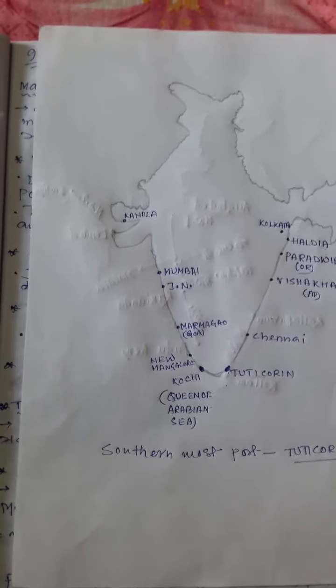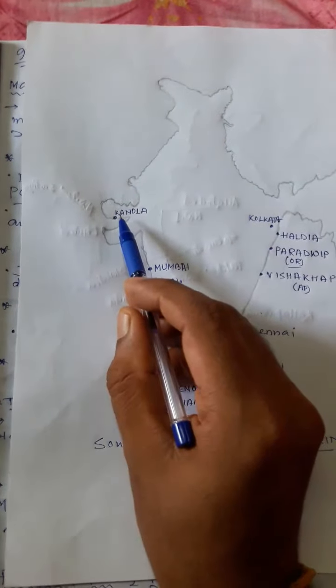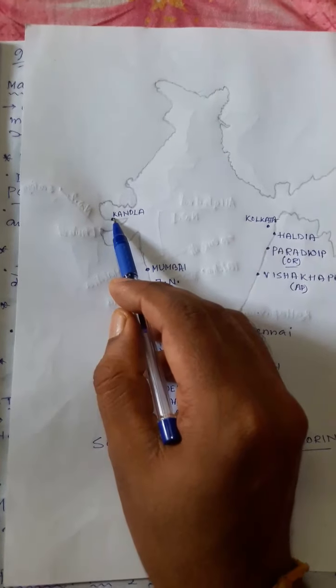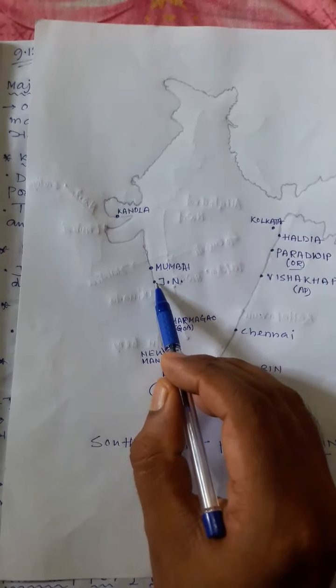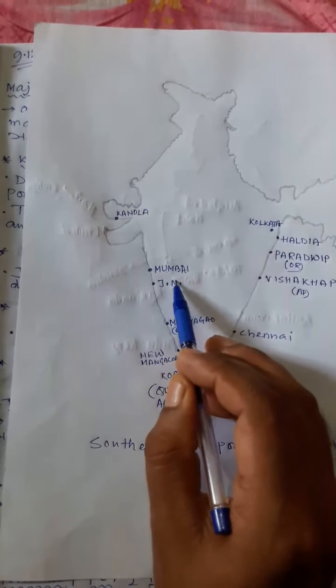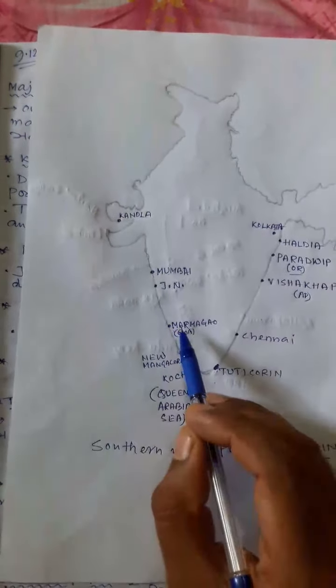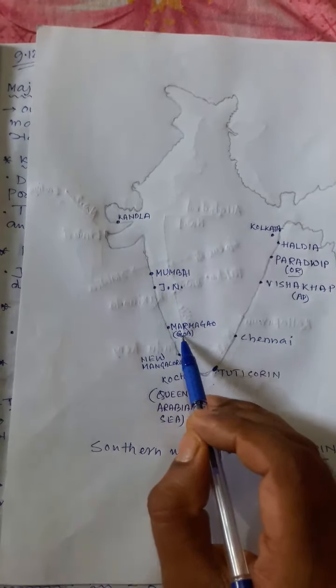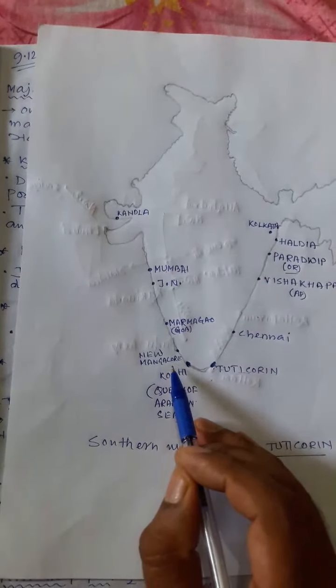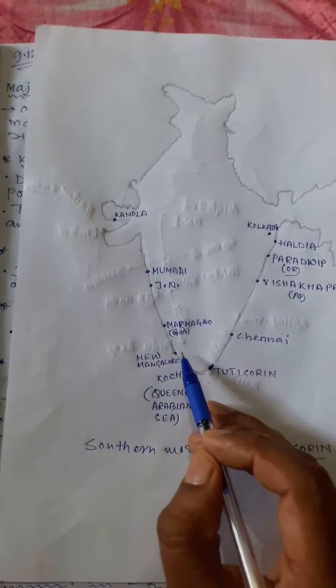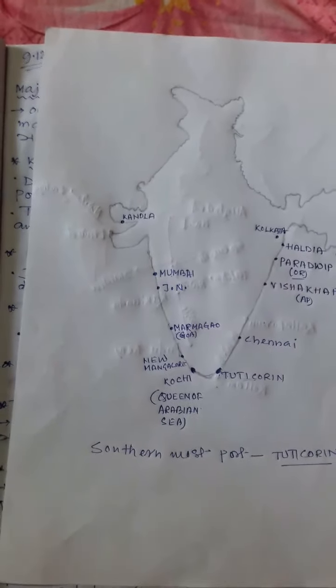So I hope all the ports located on the western coast of our country are very clear to all of you. We have Kandla Port. Then we have Mumbai. Due to heavy traffic, another port was established, and that is Jawaharlal Nehru Port. Then we have Marmagao Port, which is in Goa, and New Mangalore Port, which is in Karnataka. These two ports are used for exporting and importing iron ore from one country to another.